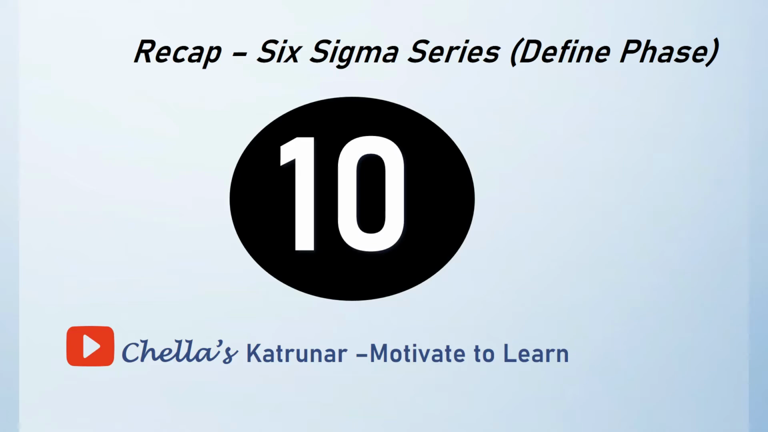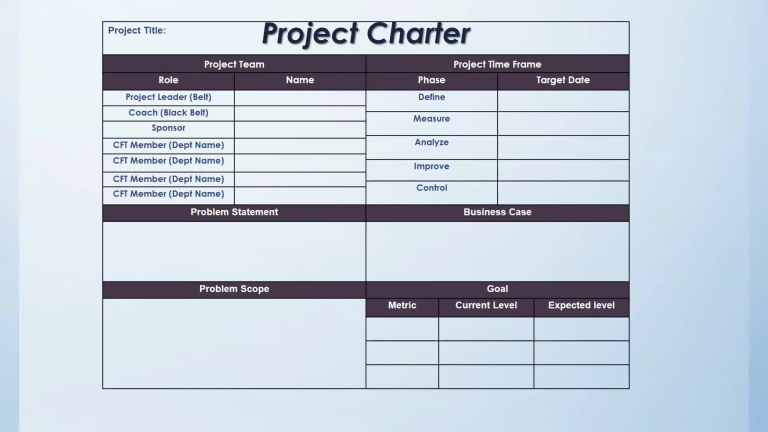10th point. We have learned the importance of the project charter and what parameters are to be covered in it, like project team, project time targets, problem statement and business case, linking the problem statement and its outcome to the business case, and problem scope, in which area we are going to work for improvement. The scope is to be defined, and goals in terms of clear metric parameters. The goals maximum can be improvement of 30% or reduction of 30%.